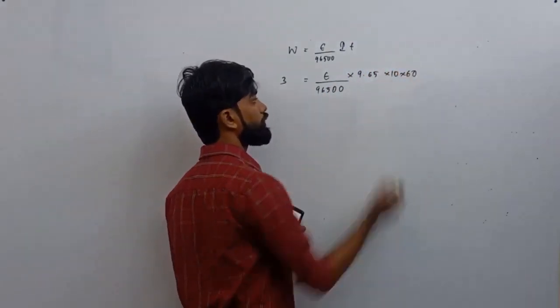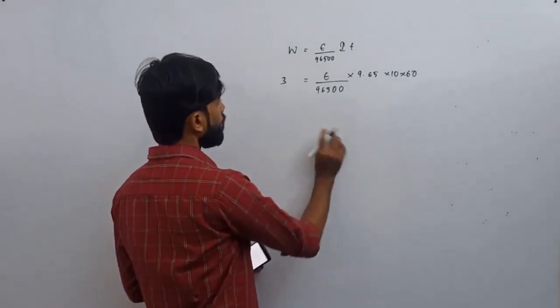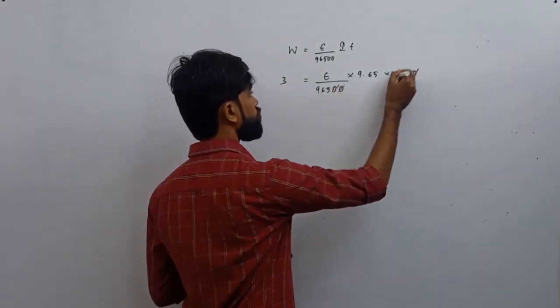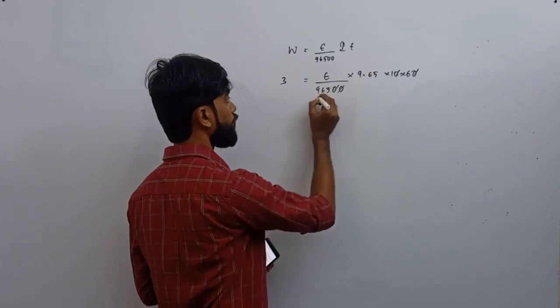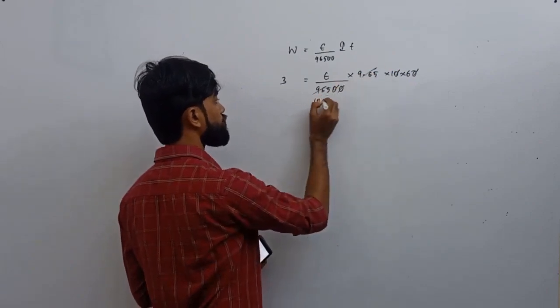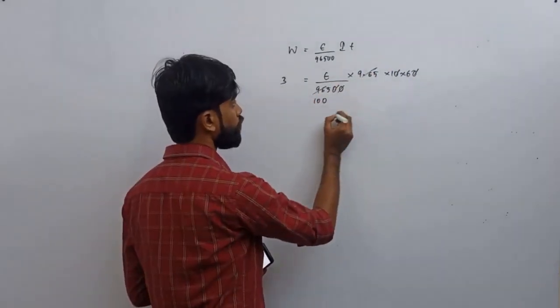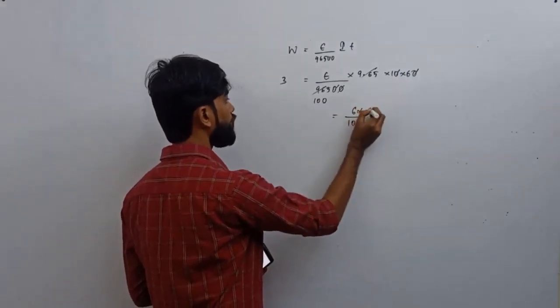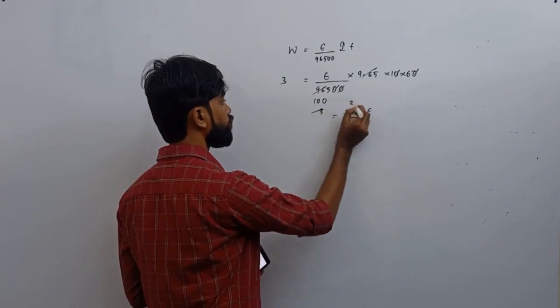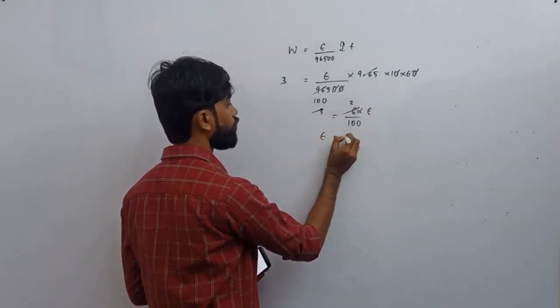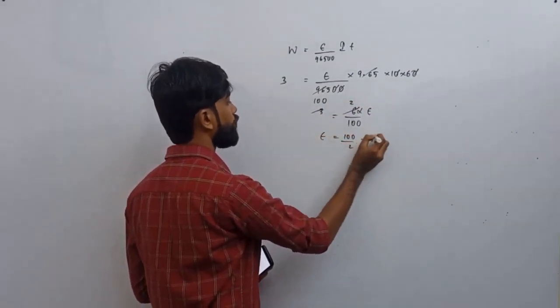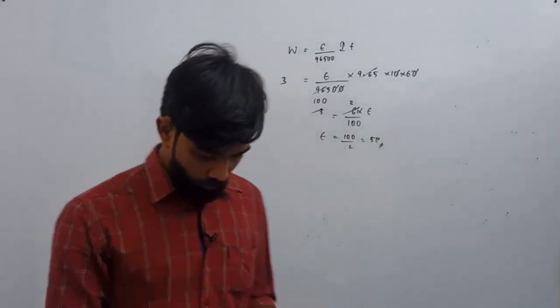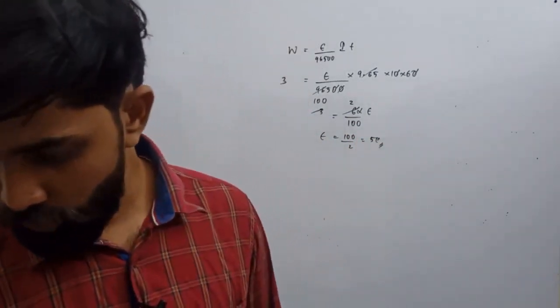So 10 into 60 seconds. Fine. The zeros cancel, and 9.65 with 965 cancels, leaving 100. So on top it is 6. So 6 divided by 100 into E is equal to 3. So E is equal to 100 divided by 2, which means the equivalent mass is 50. So the choice is 3.